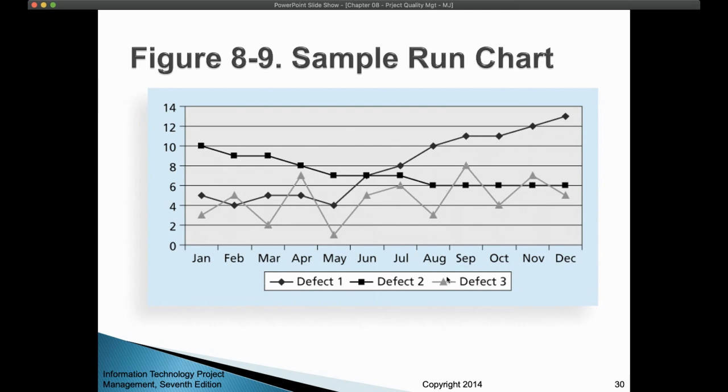Defect number 3, which is the triangle, this one, you can see that it is fluctuating. Sometimes it is low, sometimes it is high, okay? And you don't know, this could be something that you don't know how to solve, okay?